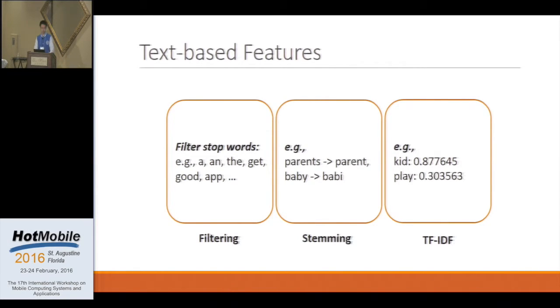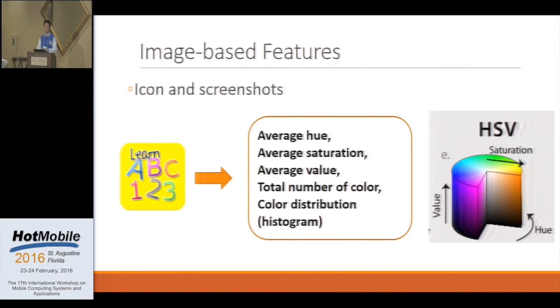Here, for each text-based feature, we calculate these values as features. The intuition is that the picture resources of apps designed for kids typically use bright primary colors with colorful backgrounds.